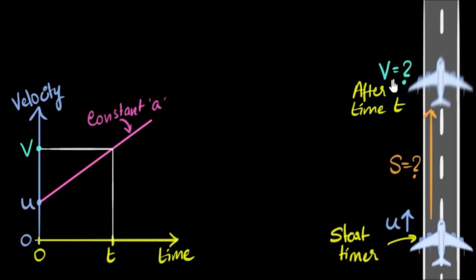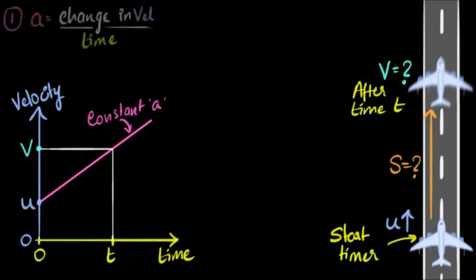To calculate this, we just have to remember the definition of acceleration. This is the first equation of motion. तो अच्छे से समझिएगा प्लीज. Acceleration is change in velocity with respect to time. Change in velocity divided by time. It's a measure of how quickly the velocity is changing, right?